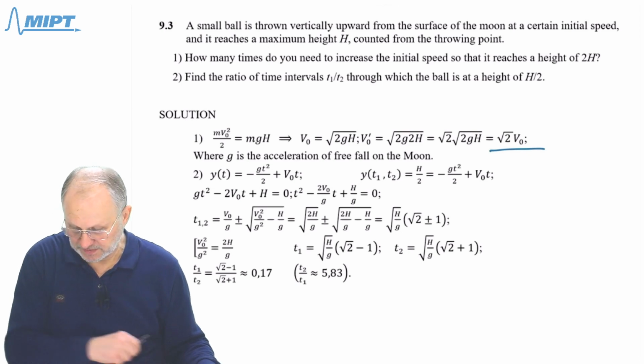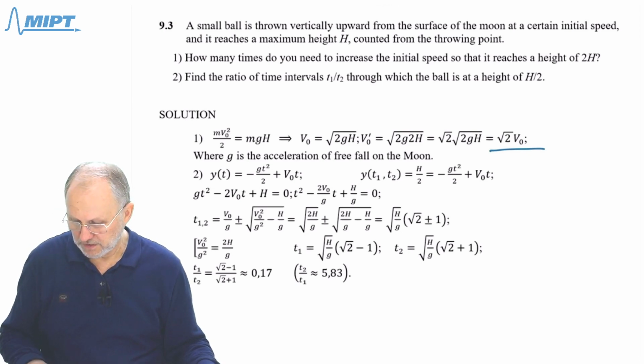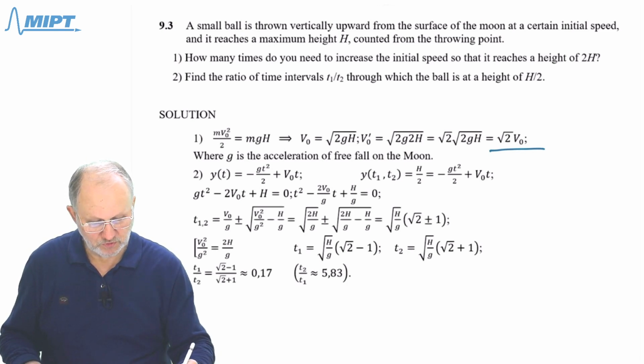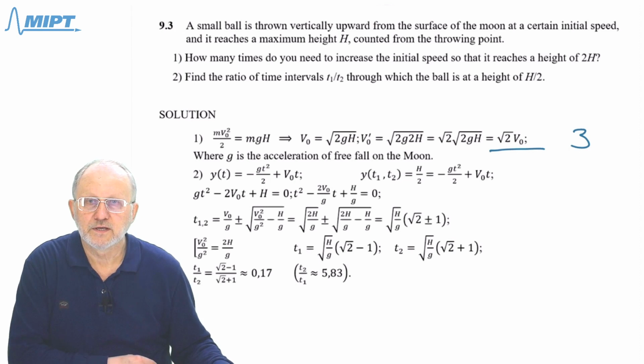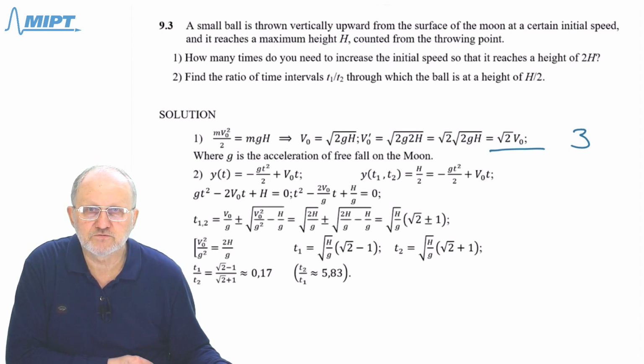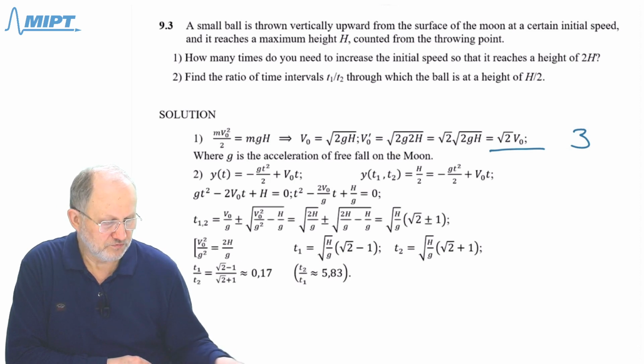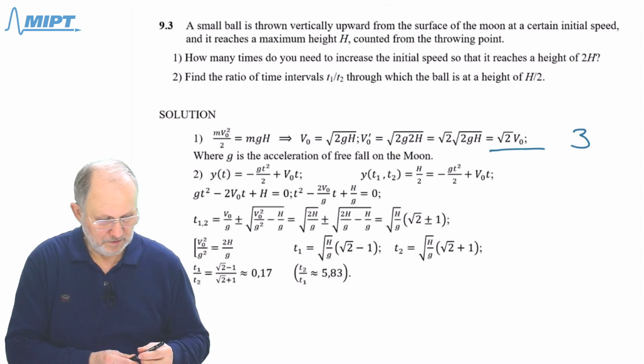That is a simple question, and so if you obtained this correct result, you will get 3 points for this particular question. The second question is somewhat more complicated. It reads, find the ratio of time intervals t1 and t2 through which the ball is at a height of h over 2.